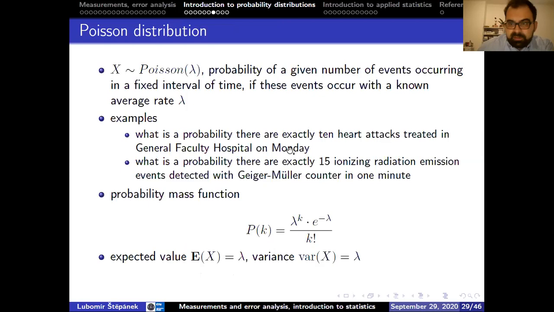So the Poisson distribution, important for biophysics. The Poisson distribution is a function which returns the probability of a given number of events occurring in a fixed interval of time if these events occur with a known average rate lambda. Examples, both are from medicine. First example: what is the probability that there are exactly 10 heart attacks treated in the general faculty hospital on Monday, for example, yesterday?